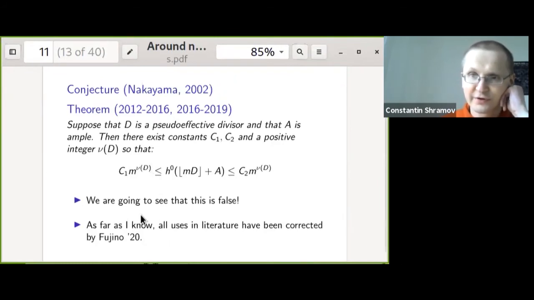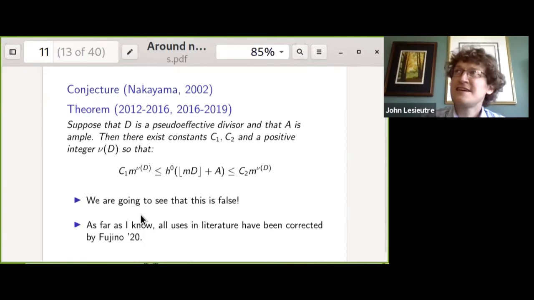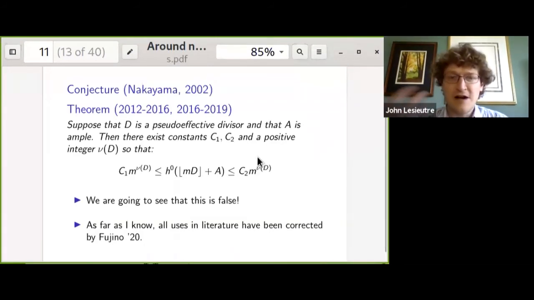To disprove this. Well, as I've stated it here, the exponent on M was supposed to be a positive integer, and these other definitions of numerical dimension were integers by definition. It's like the maximum K such that the Kth self-intersection is non-zero. So the hope was actually that H0 of MD plus A grows like M to an integer power. I'll first do an easier example showing that that's false. It can grow like M to a fractional power.